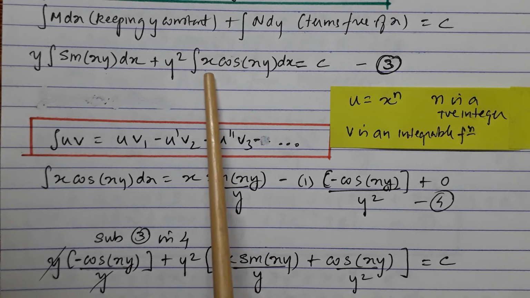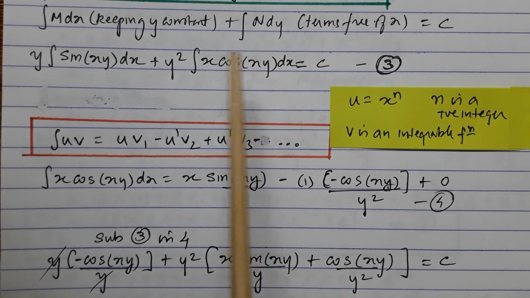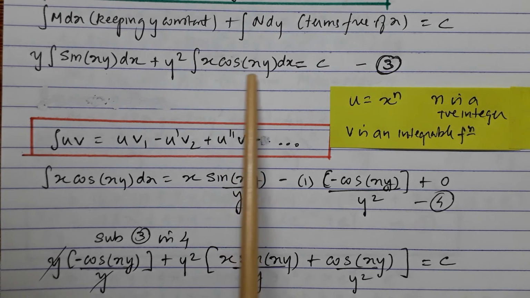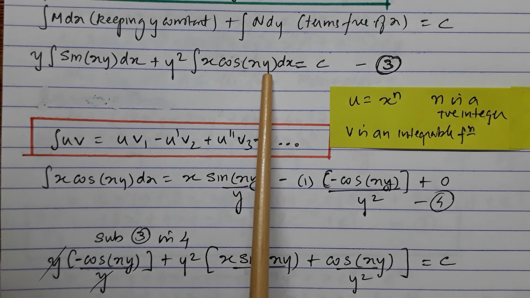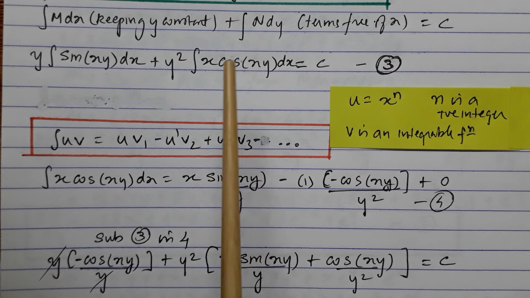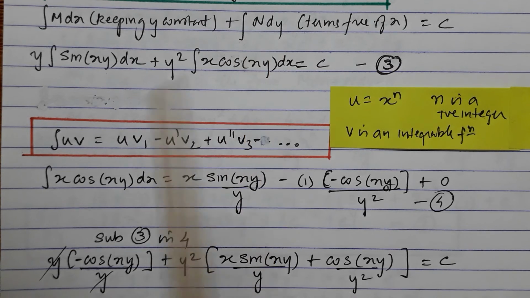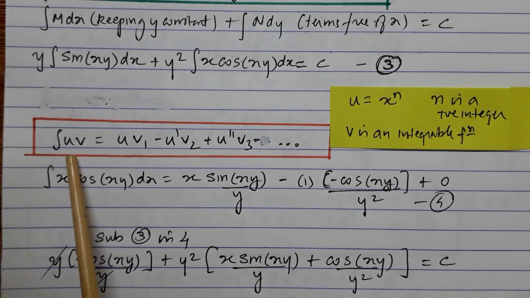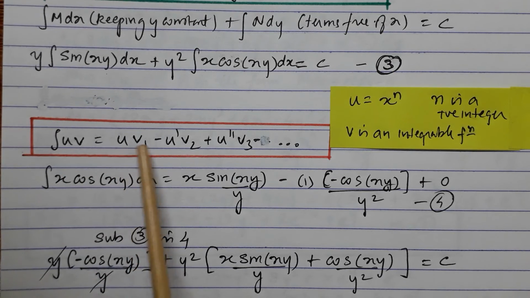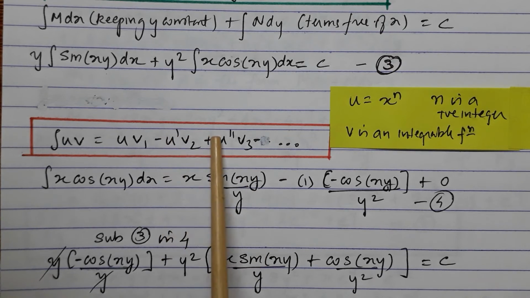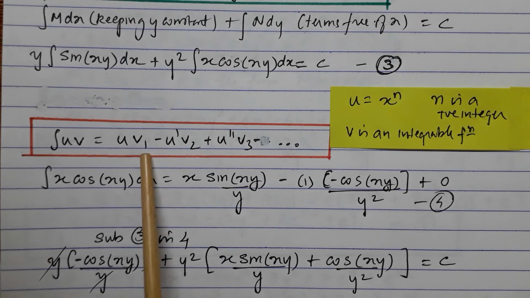Now, if you look at this term x cos xy, this is a product of an algebraic term x and a trigonometric term cos xy, where y has to be treated as a constant. So you need the product rule to integrate this. So we can use this product rule. Integral of uv is uv1 minus u dash v2 plus u double dash v3, where the dash represents the derivative and the suffix 1, 2, 3 represents the integration.